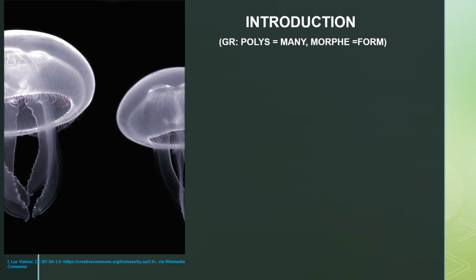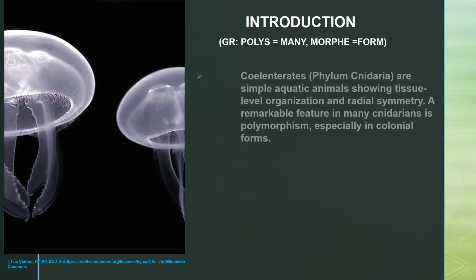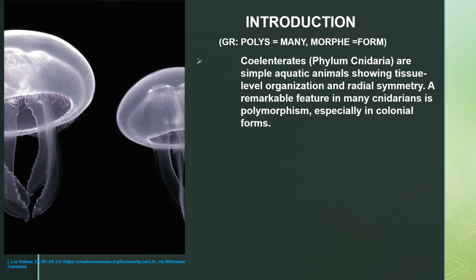Let's dive into the topic. In Greek, poly means many and morph means form. So coelenterates of phylum Cnidaria are simple aquatic animals showing tissue-level organization and radial symmetry. A remarkable feature in many cnidarians is polymorphism, especially in colonial forms.